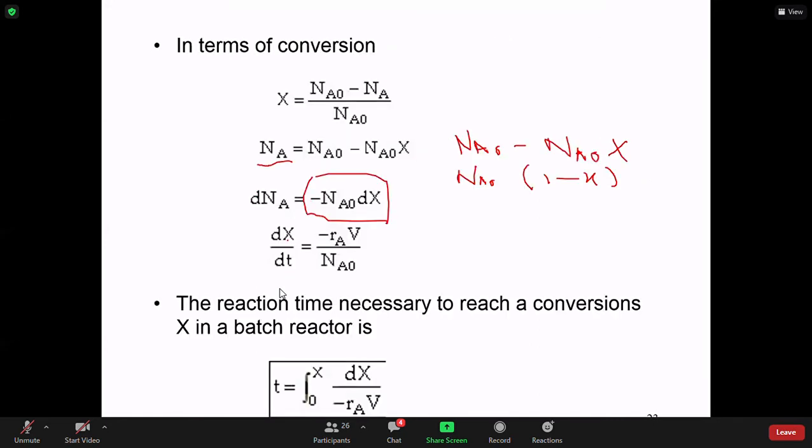And finally, dX over dt is equal to negative RA times volume over the initial number of moles. And then when you integrate them, you will get this simplified form: t is equal to the integration of dX over negative RA times V.